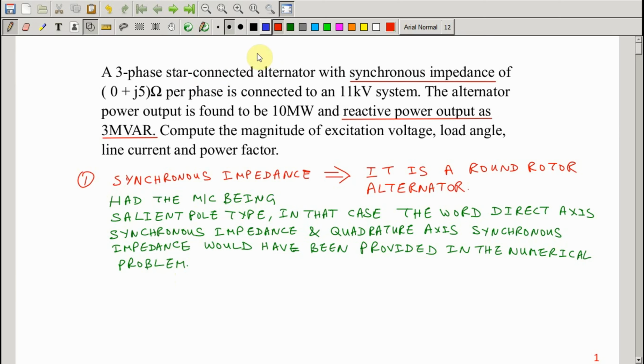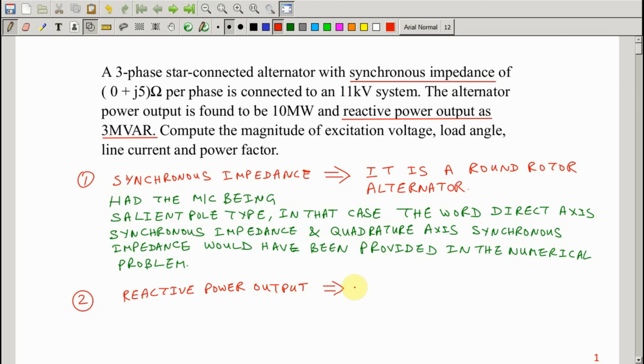Now what was my second line which I have underlined? I would say you look out very carefully. It is written reactive power output. Let me write it over here. It is written in the problem reactive power output. So what does it imply? That the alternator is delivering reactive power. So it is a vital piece of information. We are saying that the alternator is delivering reactive power, isn't it?